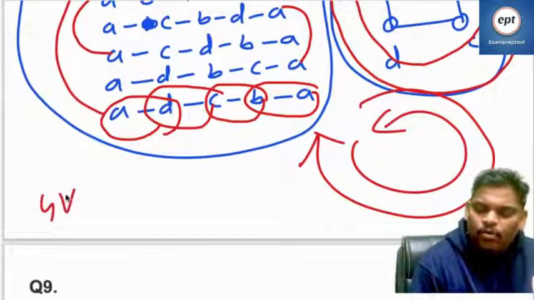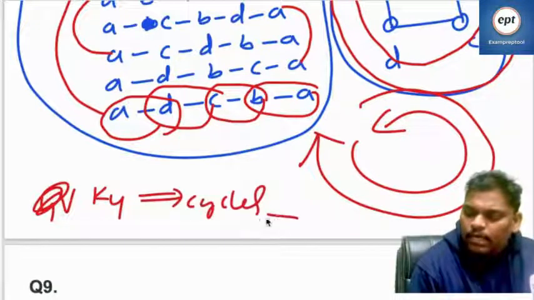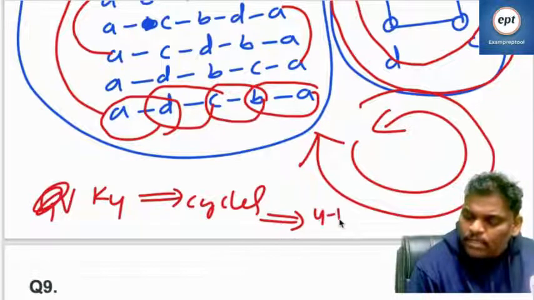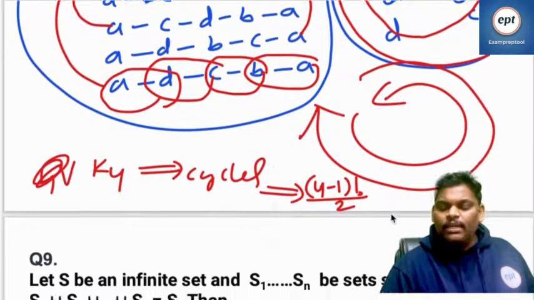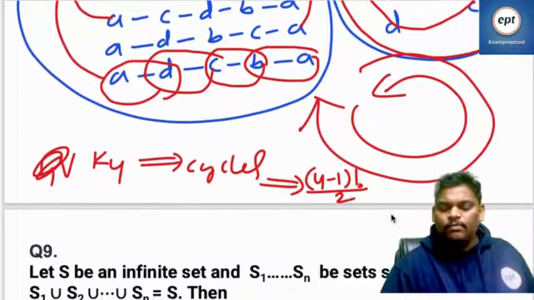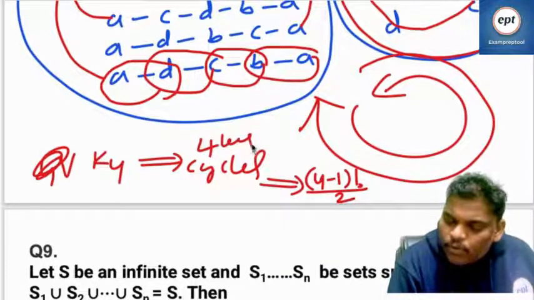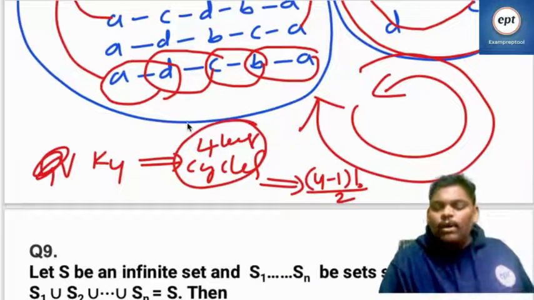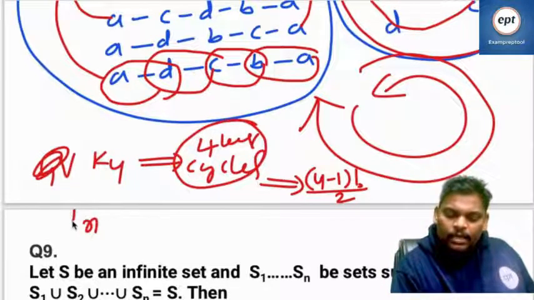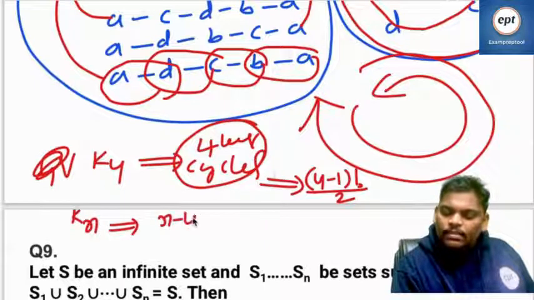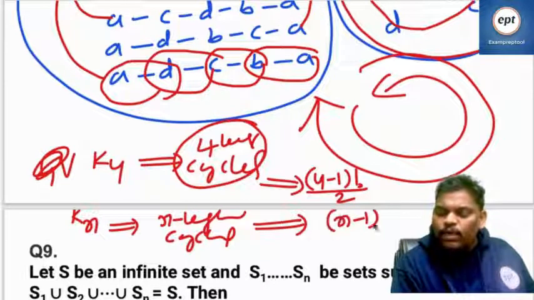4 vertices, that is K4. How many 4-length cycles does K4 contain? 4 minus 1 factorial by 2. I am writing length also. In the similar way, how many n-length cycles does Kn contain? N minus 1 factorial by 2.